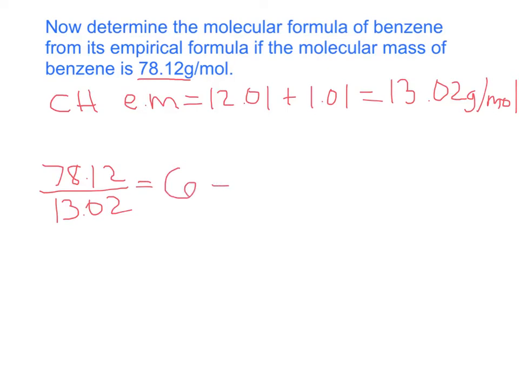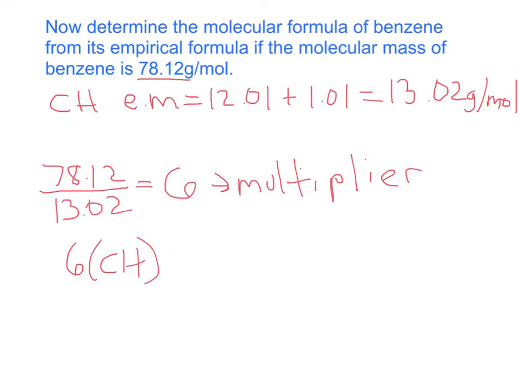If it wasn't a whole number, it would round to a whole number if it's close. So if we have 6, it becomes C6H6. We're taking 6 times CH, kind of algebraic, and we just distribute that through. There is our molecular formula.